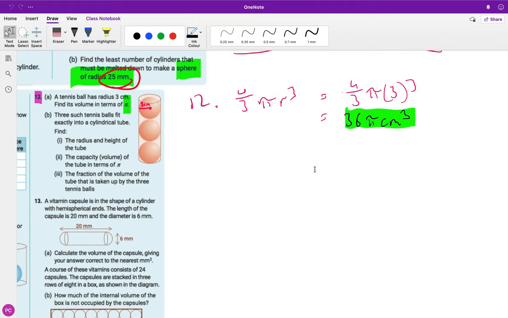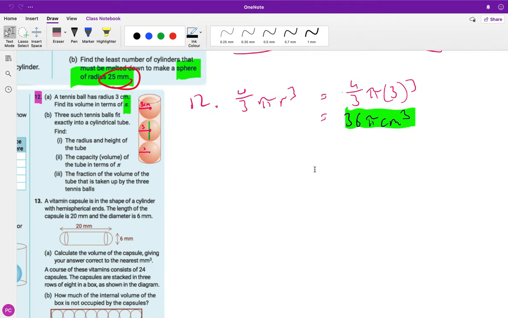we're onto cylinders. For 12b, the radius and height of the tube. That's a trick question. Well, the radius of the tube is just going to be the radius of the ball. We can see that they fit exactly. The radius from here to here is going to be 3, and from here to here is going to be 3. So the radius of the tennis ball is equal to the radius of the tube.